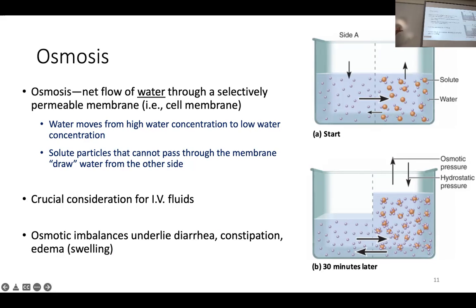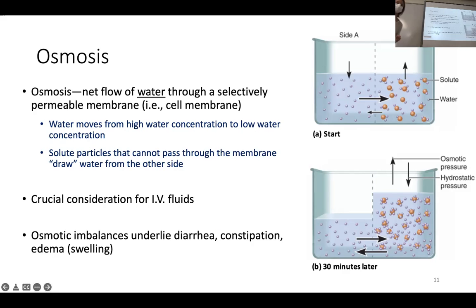Osmotic imbalances aren't necessarily always that dangerous, but they do underlie a lot of issues that you can have with your body. So constipation, diarrhea, those are kind of on opposite ends of the spectrum. And then edema, which is swelling. You want to know that term, that'll come up again, edema. And that's just where a lot of fluid is collecting in one area of the body due to potentially a lot of solute in that area. All right, so that's the basics of osmosis.